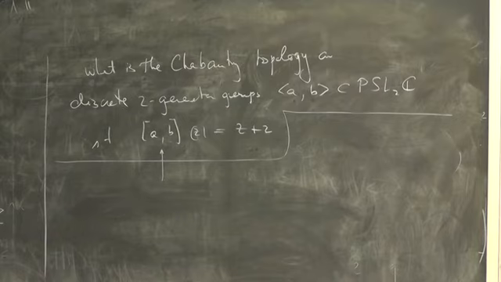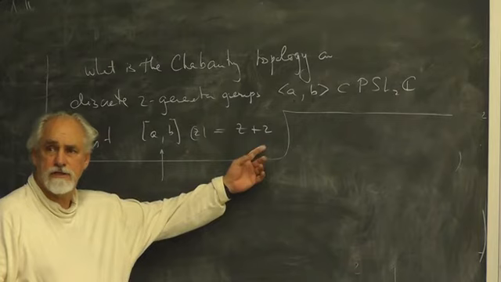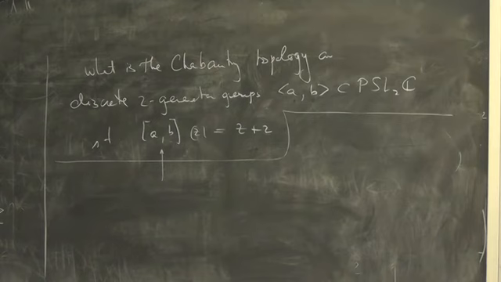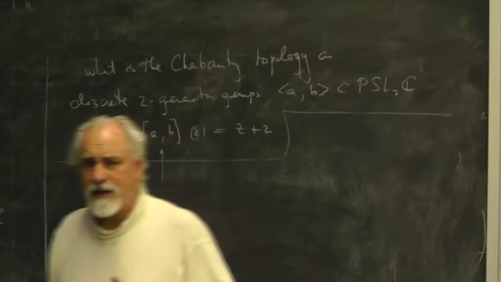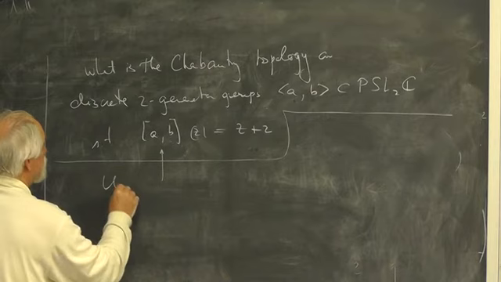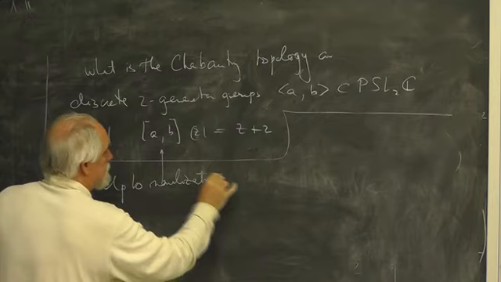Even then, you're allowed one more normalization because of the translations. You can normalize by translation, and you can put some fixed points like A and C. And that's one complex equation. So this space, up to normalization, has complex dimension 2.